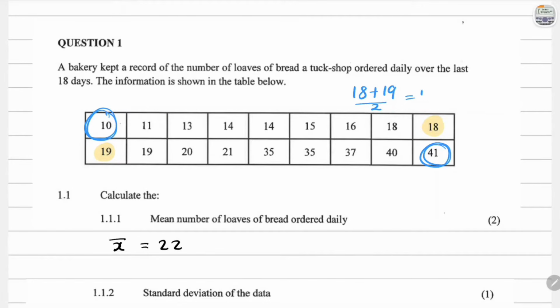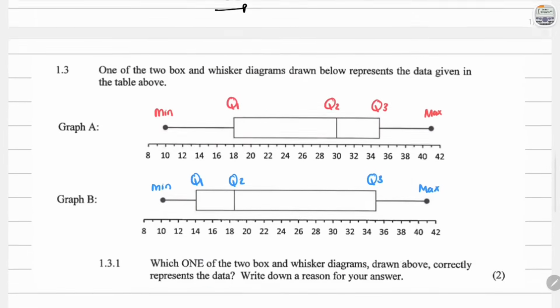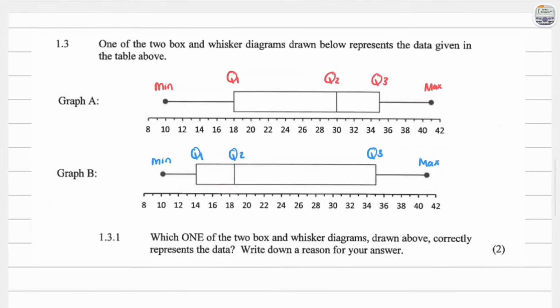And if you divide by 2, that will be 18.5, okay? Because you're just taking 1 out and sharing it in half. So 18.5 is our median. And yeah, that is definitely 18.5. We know it's not this.